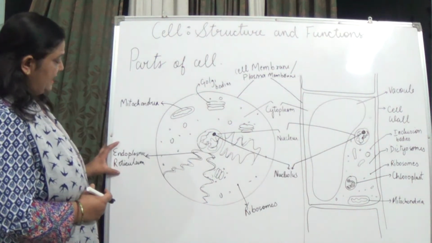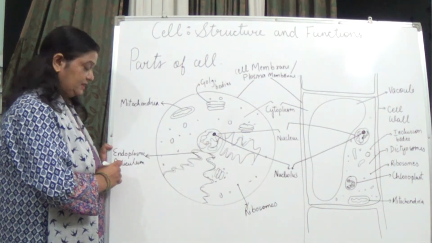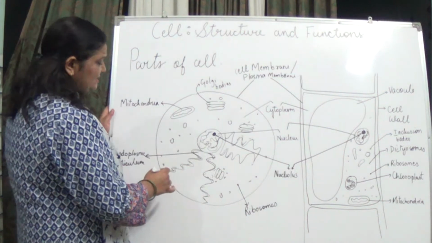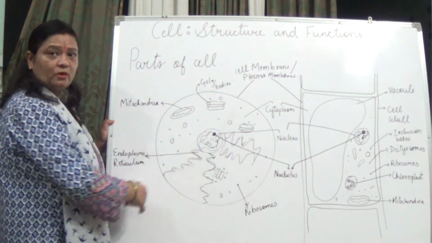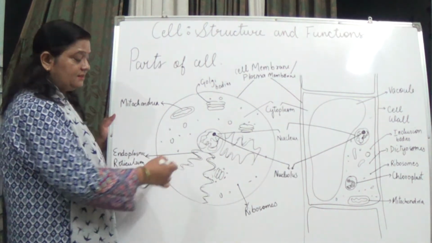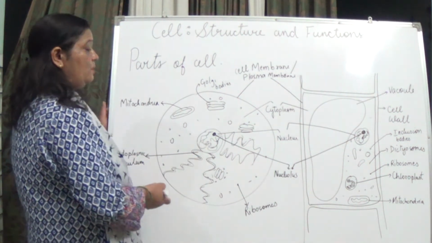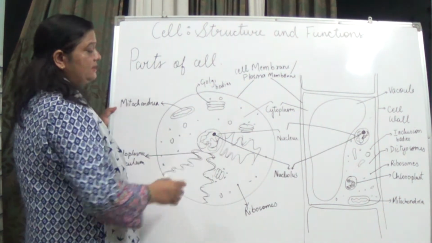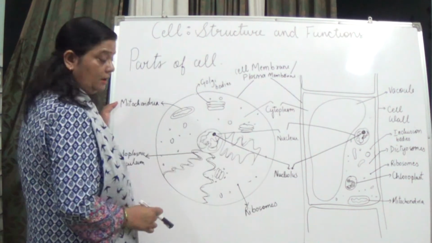Coming to the next structure, you can see this long structure, it is known as the endoplasmic reticulum. It is also known as the cytoskeleton of the cell, and you can see that here also it facilitates transportation from inside and outside the cell. It also helps in protein synthesis and in lipid synthesis. Now coming to the Golgi bodies. These Golgi bodies are bigger in size in the case of animal cells, and help in the packaging of the materials.